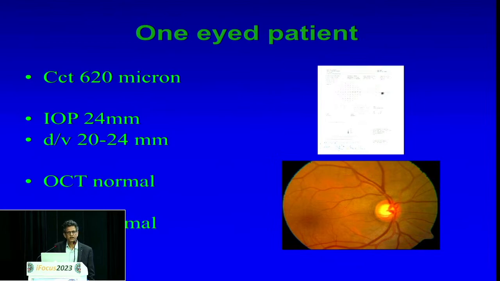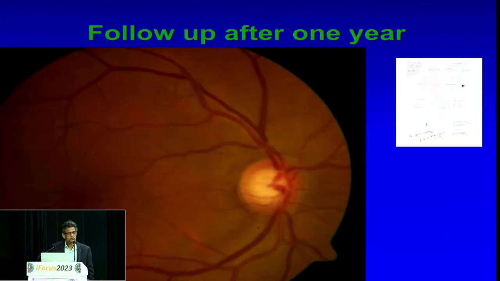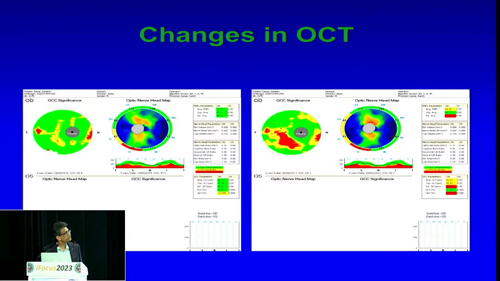One year down the track, I called the patient in 6 months. Remember one more thing: if you call the patient in 6 months, the patient will come in one year. So if you want to call in 6 months, call in 3 months. So we called the patient in 6 months, he walks in after 1 year, he's a one-eyed patient, and I was completely shocked. So what can you see over here? Can we dim the lights up there?